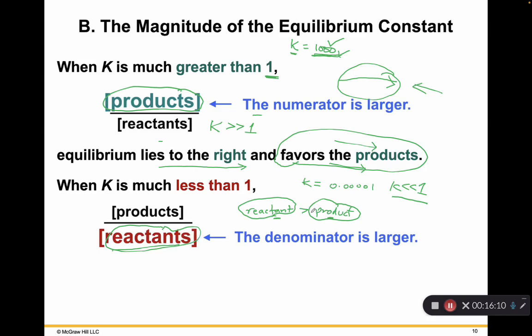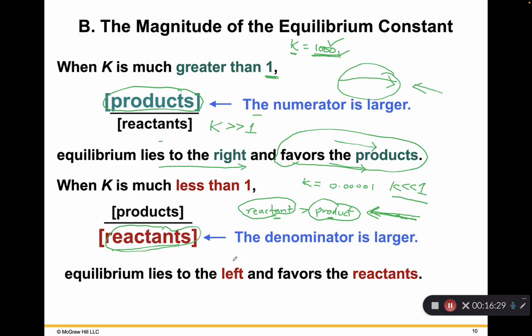The reactants are more, which means when we compare the forward rate and the reverse rate, the reverse rate is dominating, right? The reaction is favoring the formation of reactant. So the arrow will look towards the left hand side. So we say the equilibrium will lie to the left. The equilibrium will favor the left hand side, right? The arrow will look like this. It will favor the reactant.